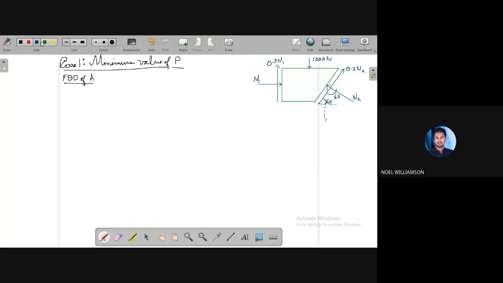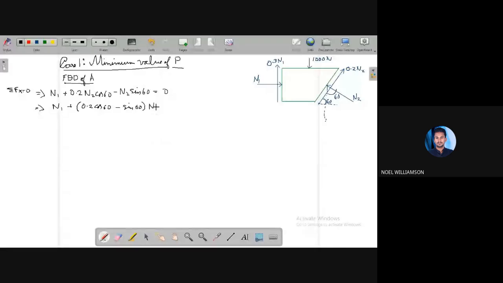So we will see the relations. Sigma Fx equal to 0 implies N1 plus 0.2 N2 cos 60 minus N2 sin 60 equal to 0, which implies N1 plus (0.2 cos 60 minus sin 60) into N2 equal to 0. That is equation number 1.